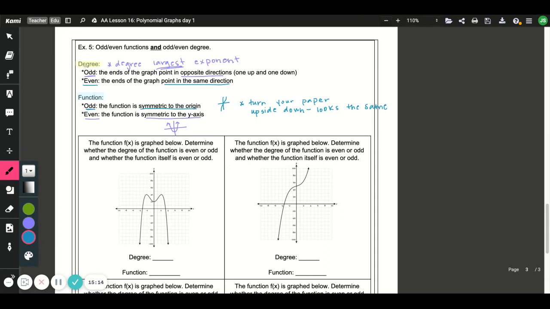So go up here, based on the degree. It is odd if the ends point in opposite directions. It is even if the ends point in the same direction. Well, both of our ends point down. They're going in the same direction, which means that our degree is even.